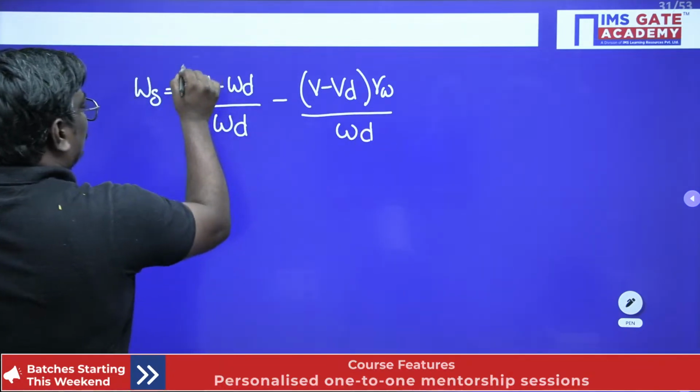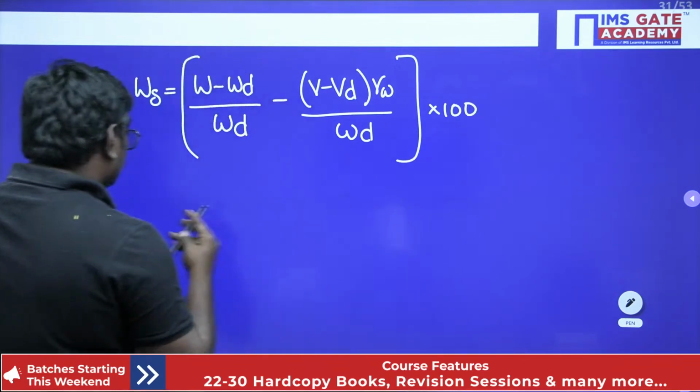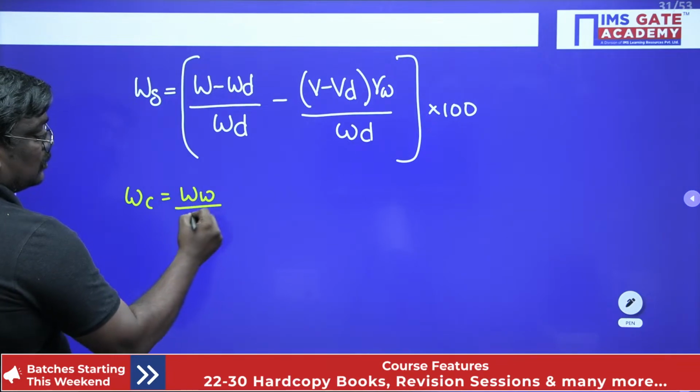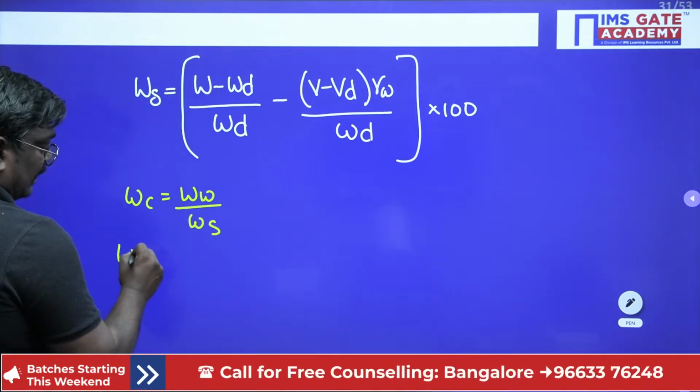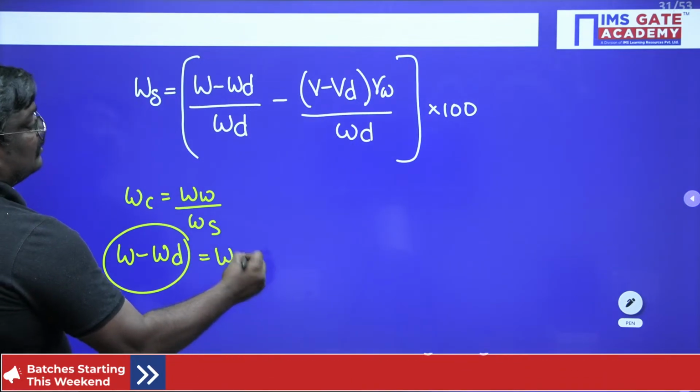Actually, for your information, I will tell you how this formula came. What is water content? Water content is nothing but weight of water by weight of solids. So if you remove the dry weight from the total weight, total weight minus dry weight, you will get the weight of water. So I have done this one only.